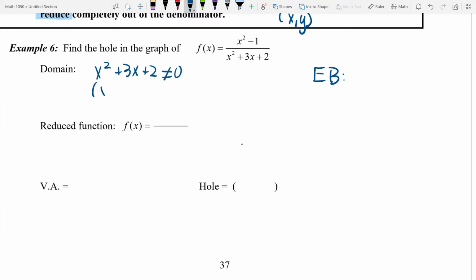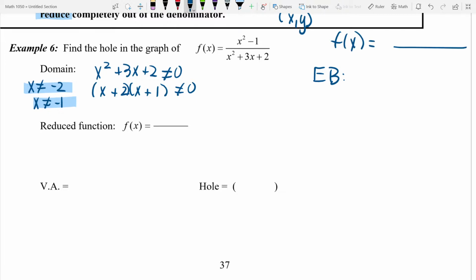And then I'm going to factor, so it goes to x and x. The 2 goes to a 2 and a 1. Signs are both positive. So my domain is x cannot be equal to negative 2, and x cannot be equal to negative 1. That's my domain. Now, when you first do these problems, you guys, the first thing I always want you to do is to factor. So everybody write f of x equals the top factors.